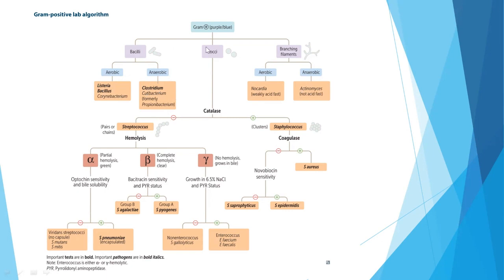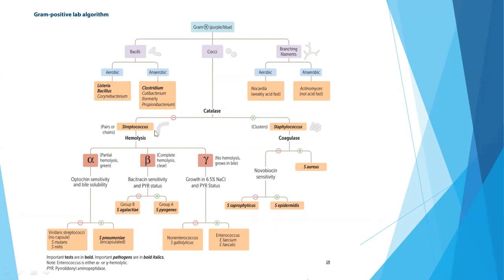But now, if we have cocci, we have to go for the catalase test. If it is catalase positive and forms clusters, then it is Staphylococcus. Again, in Staphylococcus, we have to differentiate which sort of Staphylococcus. For that, we do the coagulase test. If the coagulase test is positive, it is Staphylococcus aureus, which is coagulase positive and catalase positive. Whereas if coagulase is negative, then we have two options. Then we go for novobiocin sensitivity. If it is novobiocin sensitive, it is Staph epidermidis. If not, it is Staph saprophyticus. Very, very important, this pathway.